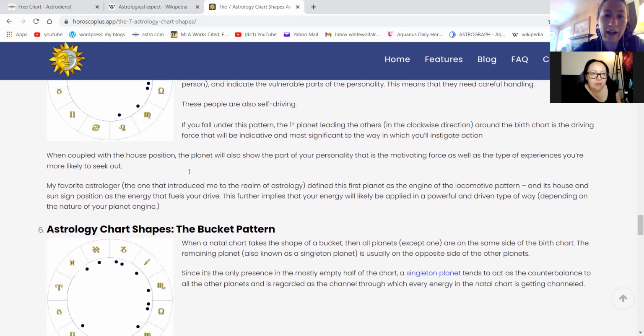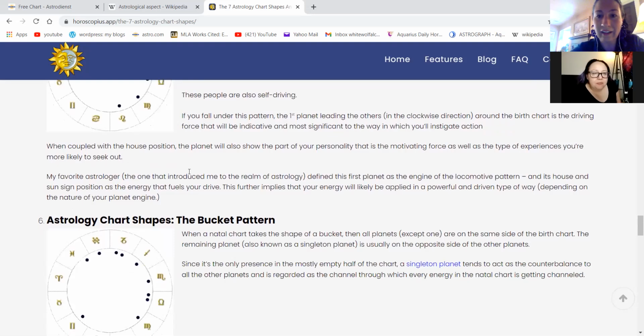If you fall under this pattern, the first planet leading the others in the clockwise direction around the birth chart is the driving force that will indicate and be most significant in the way in which you'll initiate action.